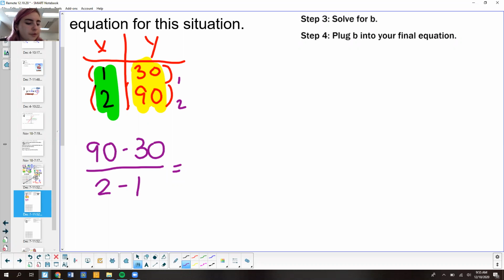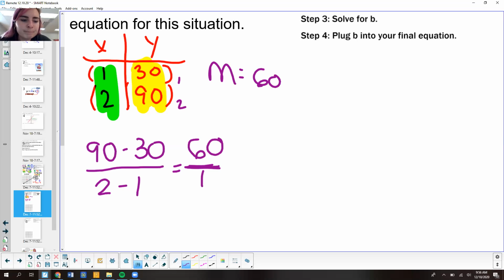You guys are so cute with your little question marks. You're like, is that the right answer? Yes, be confident. Good. It is 60 over 1. So 90 minus 30 is going to give us 60. 2 minus 1 is going to give us 1. So we can simplify 60 divided by 1, because remember this line right here represents division as well. So 60 divided by 1 is just 60. So the slope of our line is going to be 60.